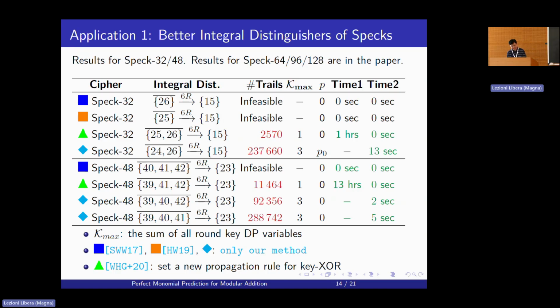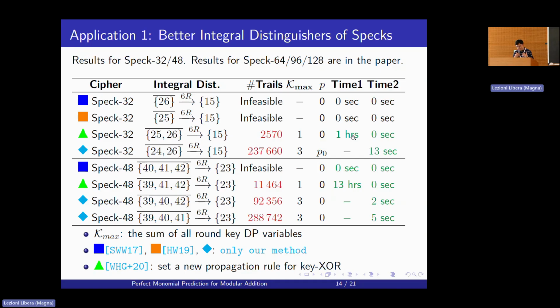Okay, next are some applications. The first application is about some new distinguishers for Speck. Here are only results for Speck 32 and Speck 48. The results for the remaining Speck variants are in our paper. The time here is the time the model cost in previous papers. The most recent result is this one, where they found a distinguisher within 1 hour.